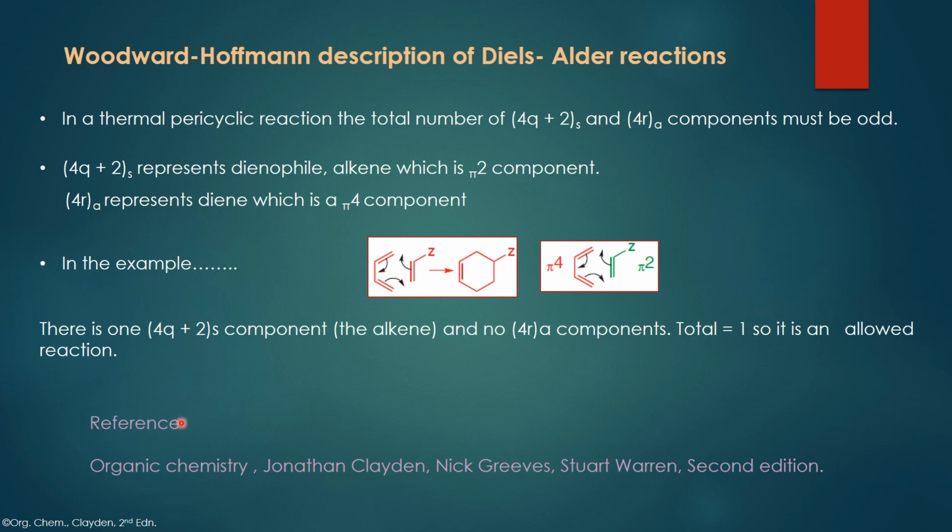These are all about the orbital consideration, frontier molecular orbital consideration, and Woodward-Hoffmann description for the Diels-Alder reaction.